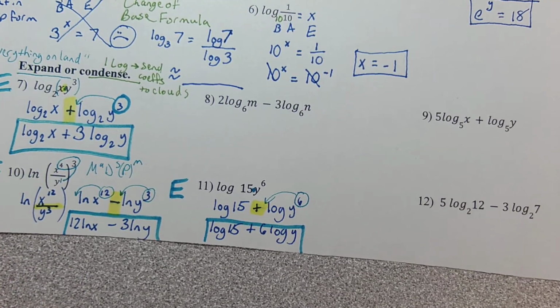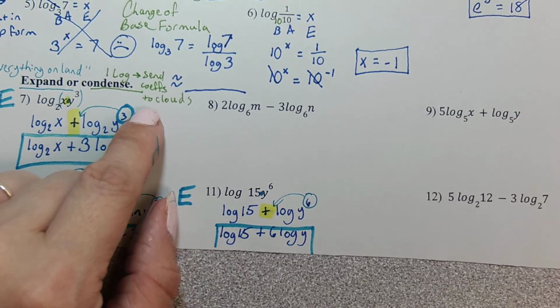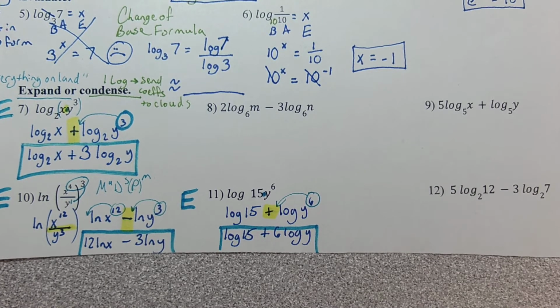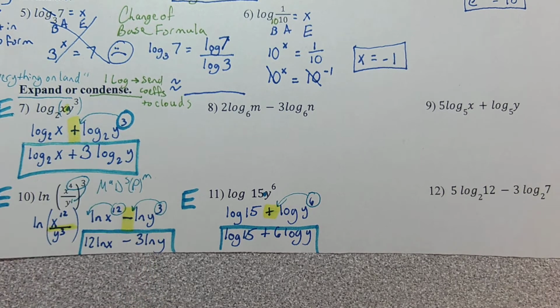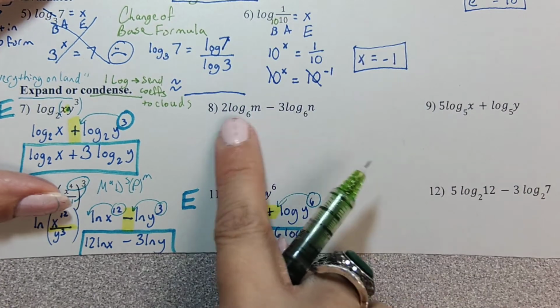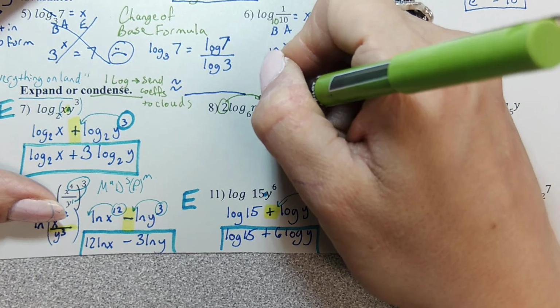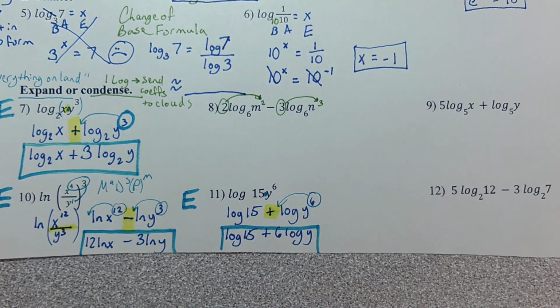All right, folks, so let's go ahead and move on to condensing then. So the important thing with condensing is you cannot condense logs that have coefficients out in the front. So your first step on all of these problems is to send your coefficients to the clouds, meaning put them back up in the exponent position. So we're raising them up to the clouds, putting them back up in those exponent positions. So before I can condense these, I have to send the coefficient to the clouds, making that m squared. Send the coefficient to the clouds, making it n cubed.